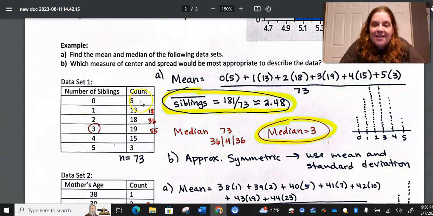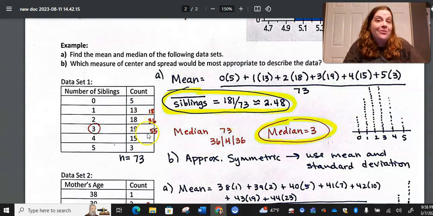So I would start over here at the side of the count. I know I've got 5 zeros. And then after that, I've got 13 ones. So 5 zeros and 13 ones, I'm currently at the 18th number. 5 plus 13 is 18. Then I have another 18 twos. So if I go the 18 numbers I already had, plus another 18, now I'm at number 36.